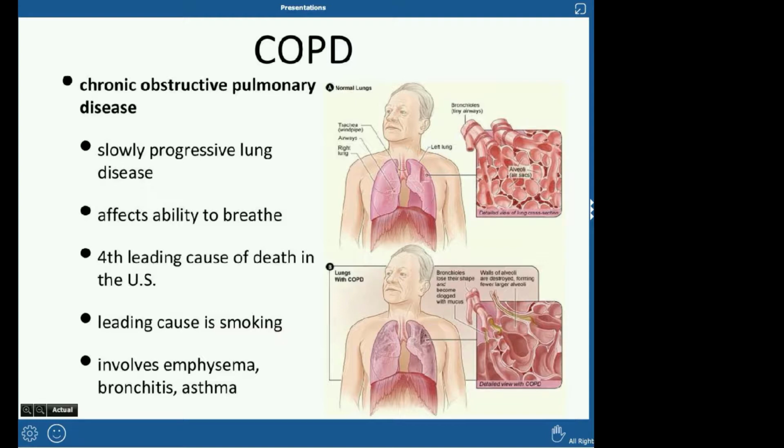But anyway, COPD is chronic obstructive pulmonary disease. It's a slowly progressive lung disease, and it does affect your ability to breathe. It's the fourth leading cause of death in the United States, and most people get COPD because they're smokers. My brother-in-law is not, but a lot of it is from smoking, and it involves emphysema, bronchitis, asthma. A lot of times smokers don't die necessarily from the lung cancer. They die from the emphysema or the COPD as a result.